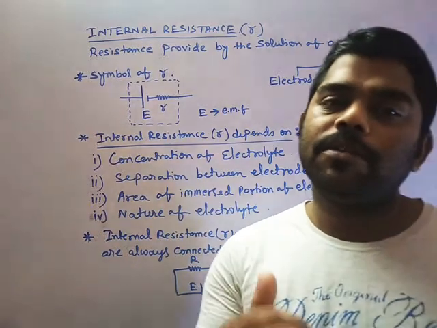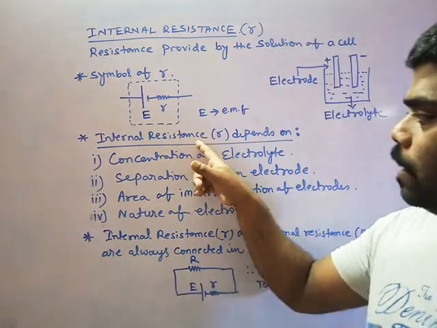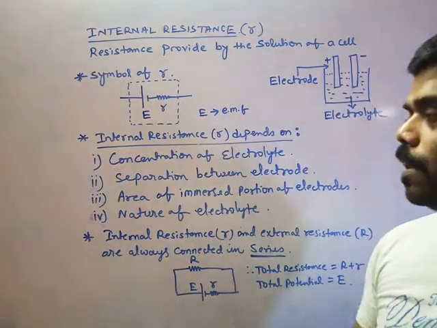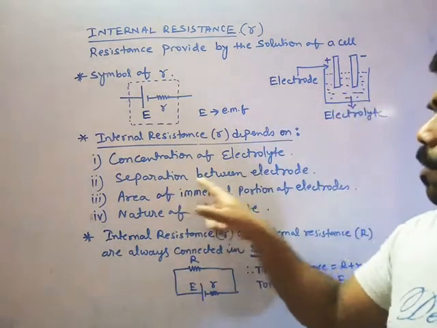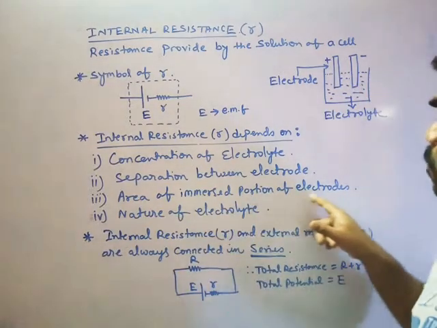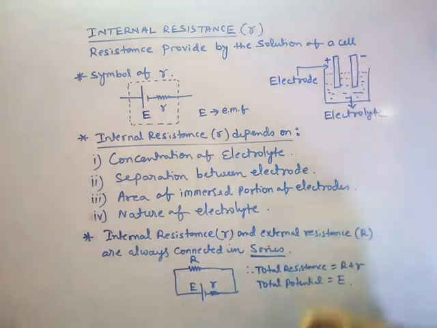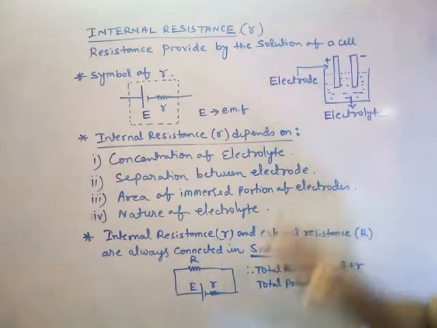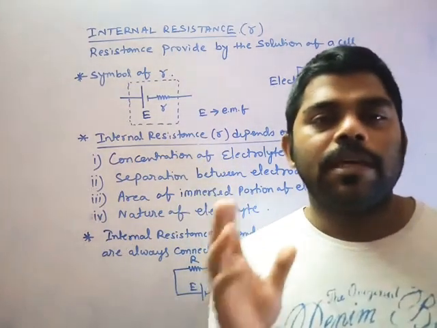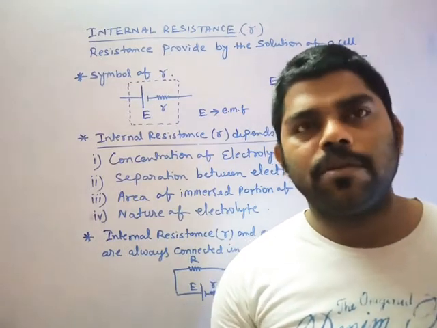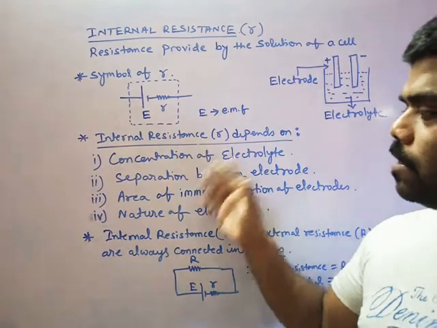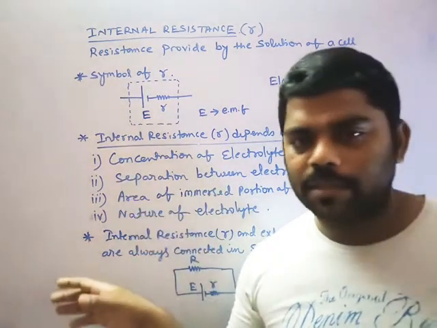So inside the cell you will get one internal resistance. Internal resistance depends upon the concentration. इसका concentration में depend करेगा. Electrolyte का separation between the electrode, इन दोनों का distance कितना है, area of immersed portion of the electrode, कितना अंदर में डाला गया है area, and the nature of the electrolyte. So these four are very important points. Out of this in board, maybe in 2018 or 17 they have already asked in which criteria the internal resistance depends. So you have to give this answer. Is it right? Very important.